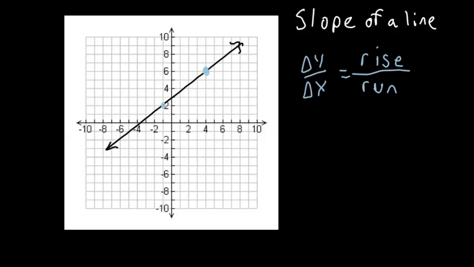So in this line, we're going from 2 to 6, so we're going up 4. Up 4 is a positive 4. And then we're going over, we're running to the right, 1, 2, 3, 4, 5. From negative 1 to 4 is 5. And since you're going right, that is a positive. So our slope of this line would be 4 over 5.